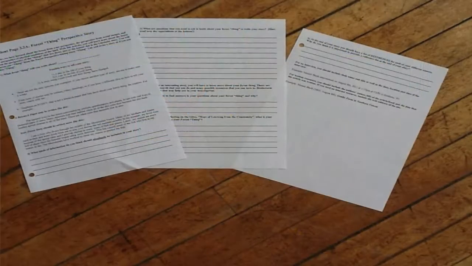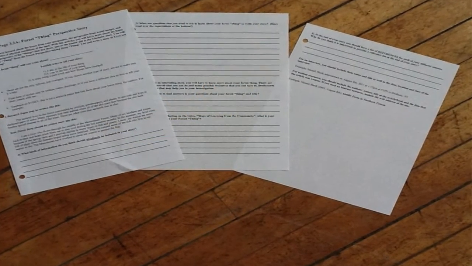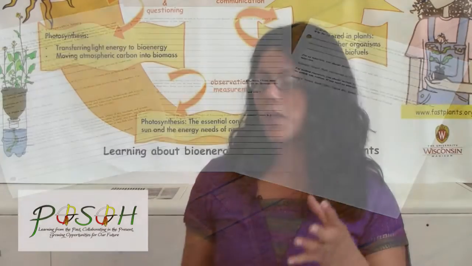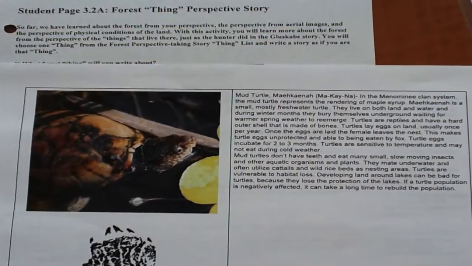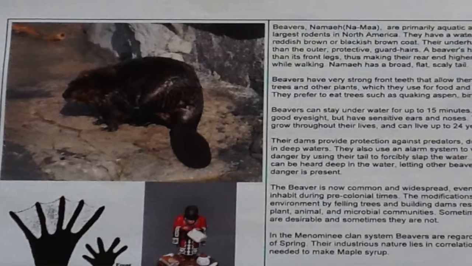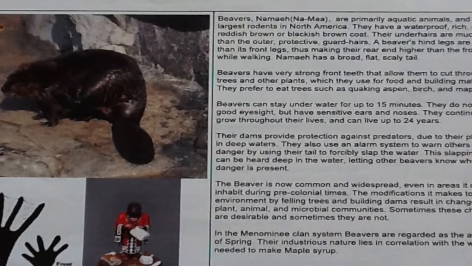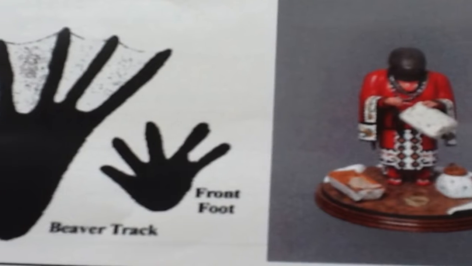So once students have interpreted and discussed the lesson of the Gluskabe story, they move into the next lesson in this section where they actually will write perspective-taking stories about various organisms that are found in the Menominee forest. And these organisms have been carefully chosen by us in terms of what's found in the Menominee forest, what is relevant to Menominee, either culturally or spiritually, economically, and what organisms display ecological interactions that will come up later in the unit. So these are chosen by us, but the students get to choose from that list what they would like to write a perspective-taking story about.